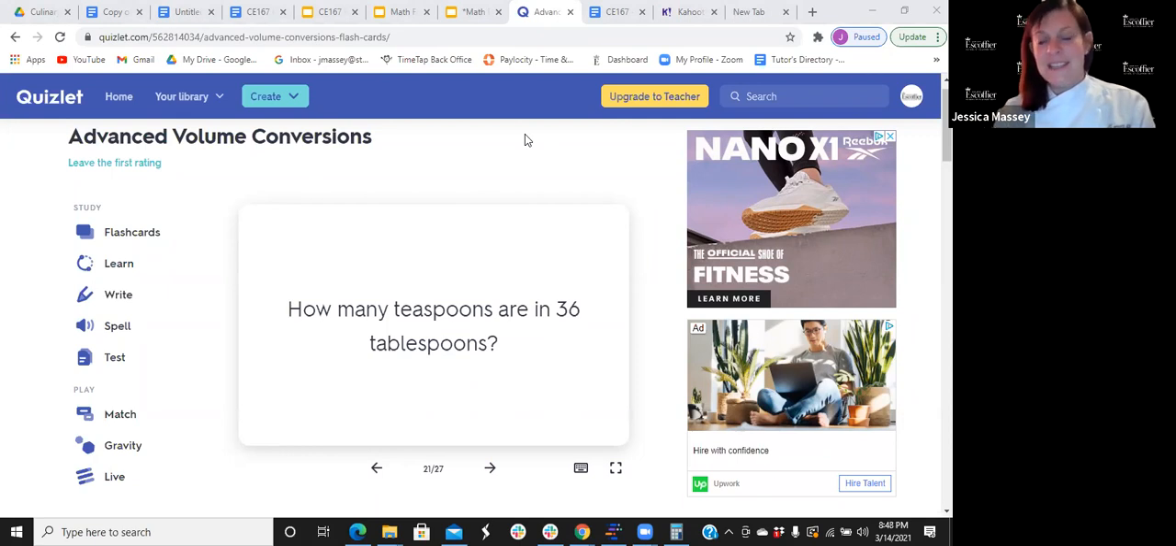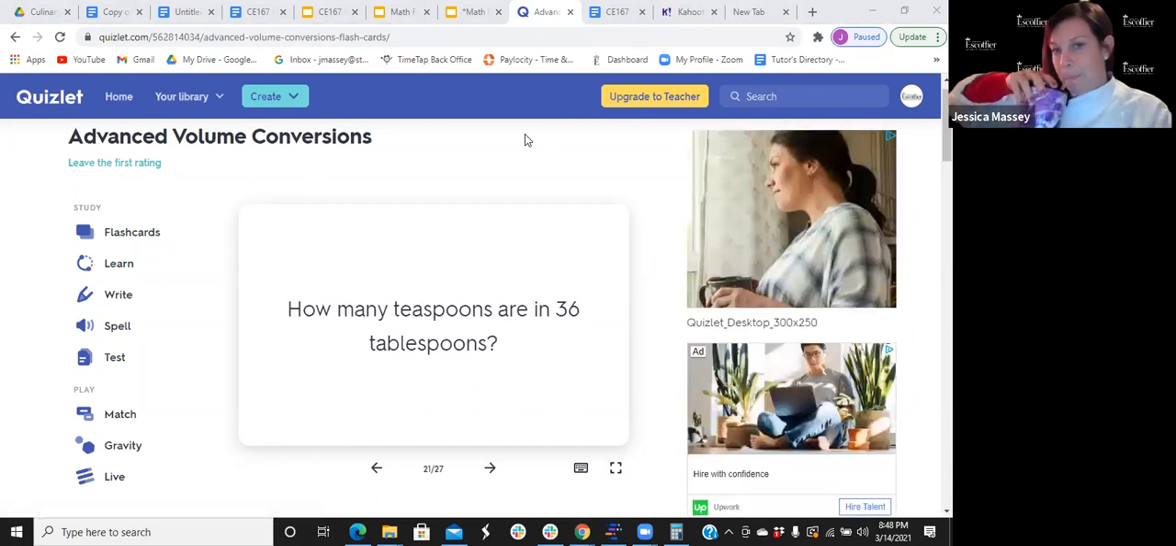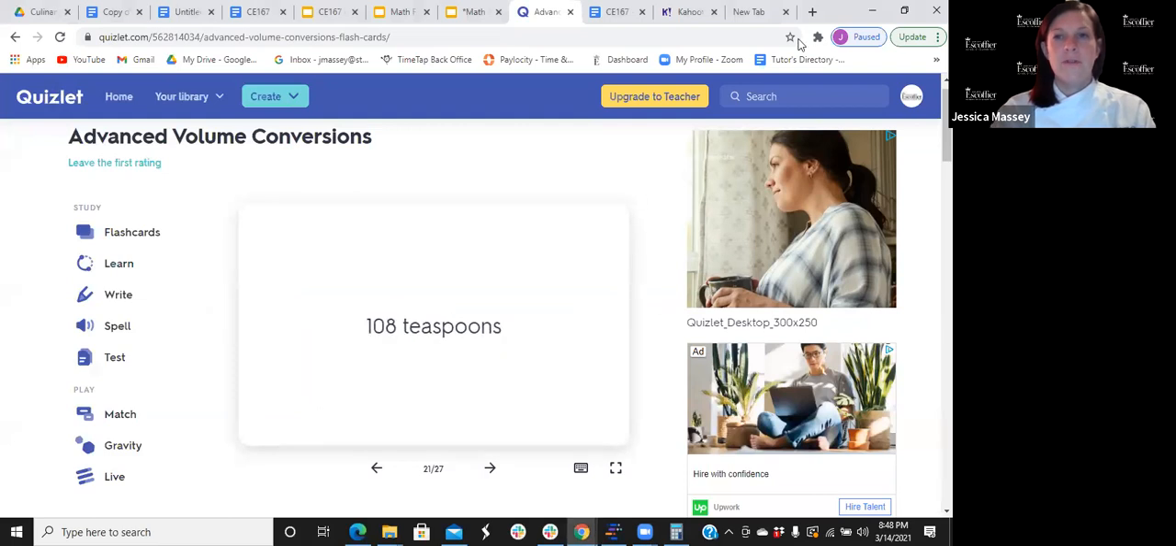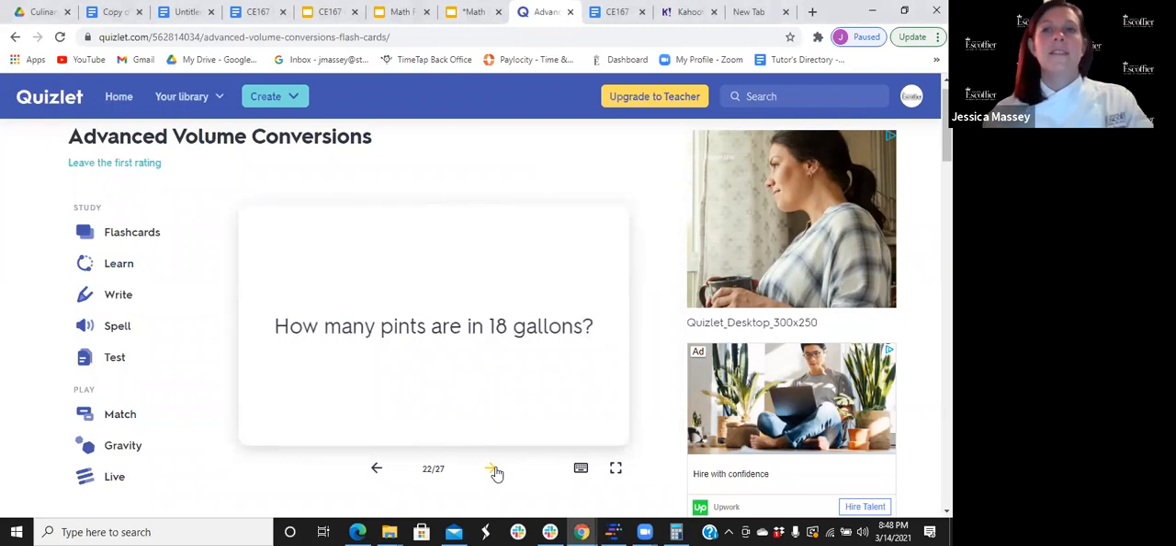So how many teaspoons are in 36 tablespoons? So a teaspoon is smaller than a tablespoon, which means multiplication. And you know there's 3 teaspoons in every tablespoon. Times your 36 gives you 108. Nice job. I see a bunch of 108s.